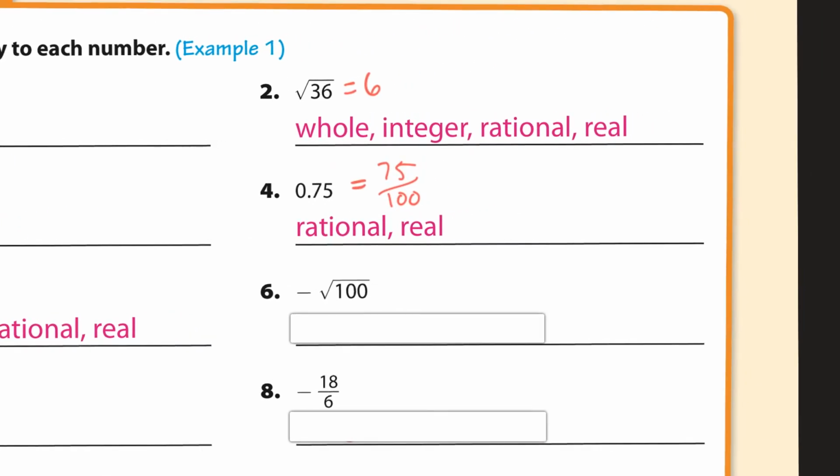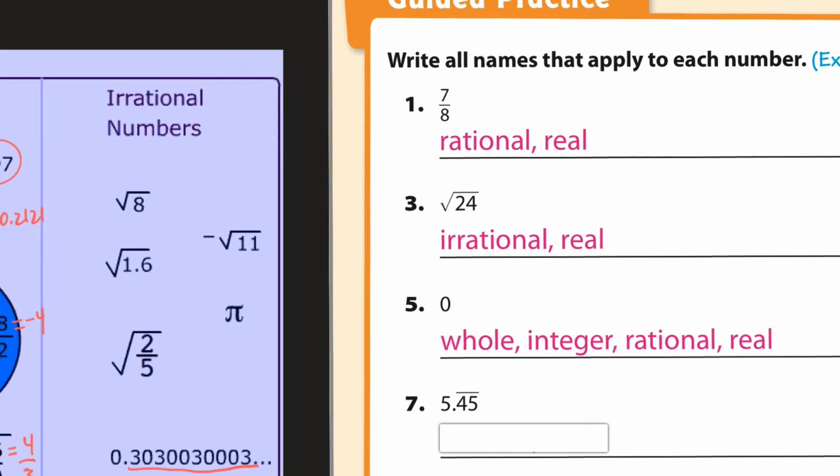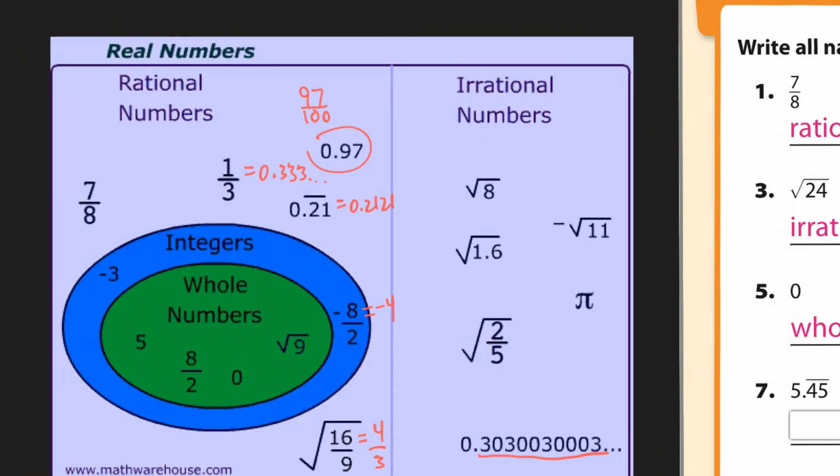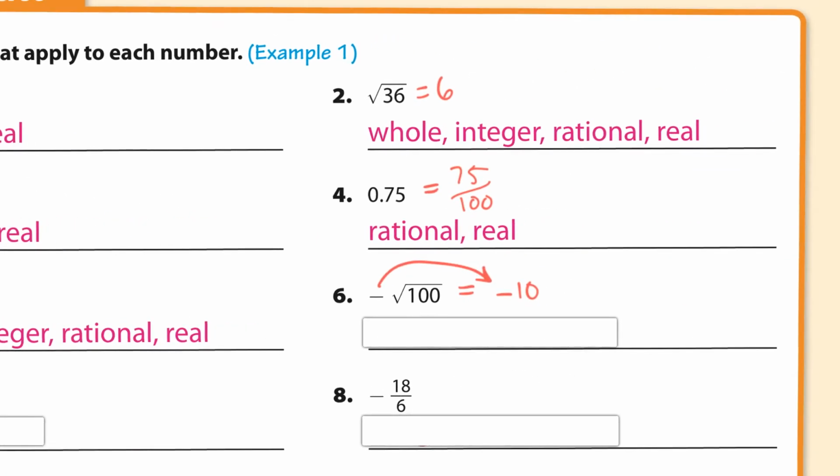Now, the square root of 100 is 10. And then that negative goes right there. So negative 10, we found out what negative 10 is in this whole thing. And negative 10 is an integer here. It's a negative whole number. So if it's an integer, then it's a rational number and a real number. So that is what we have.